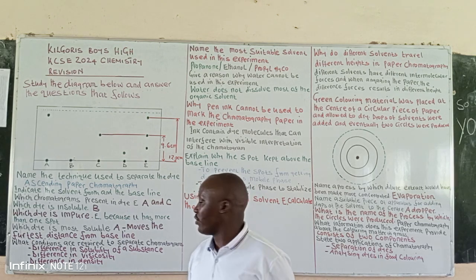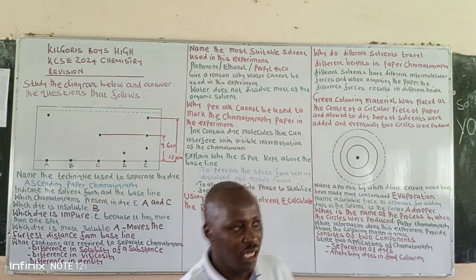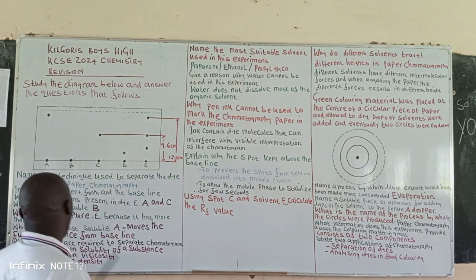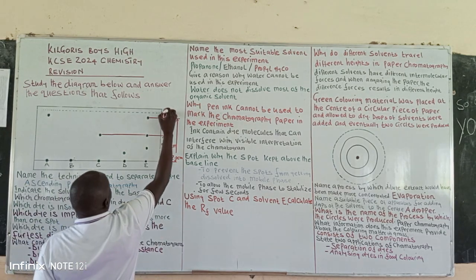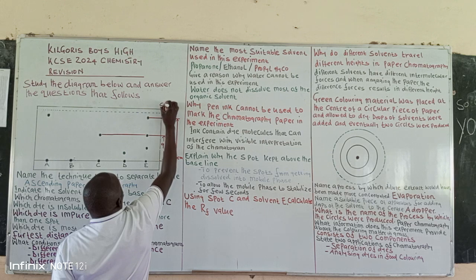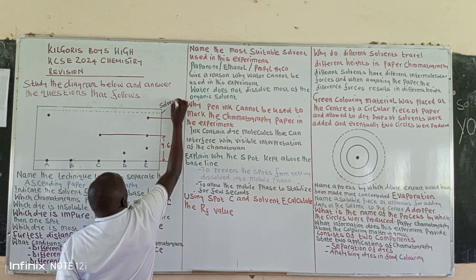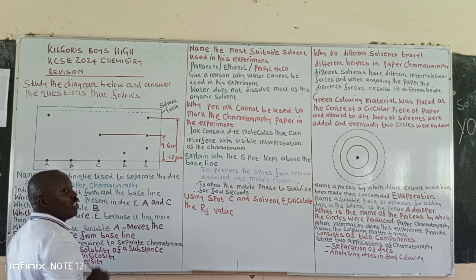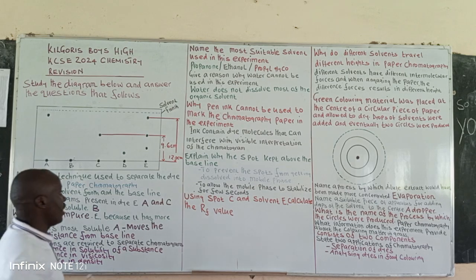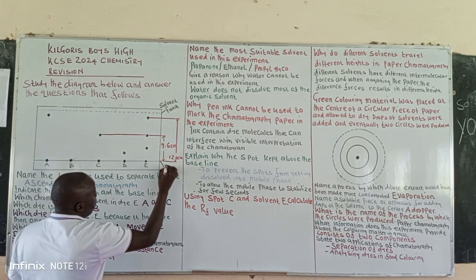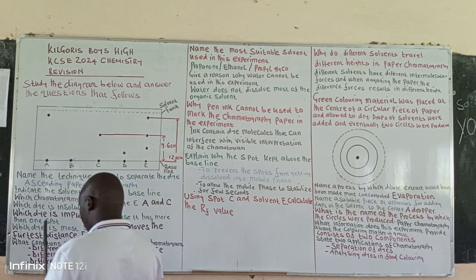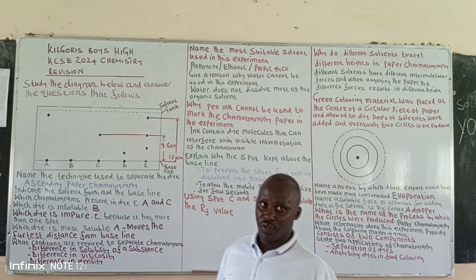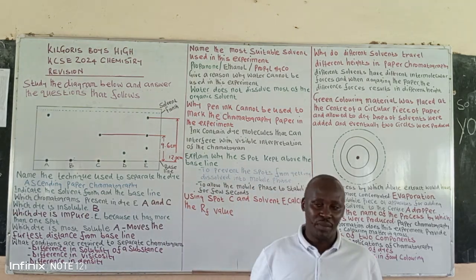Indicate the solvent front and the baseline. The solvent front is the farthest point where a solvent reaches. So this is where we have our solvent front. And then the origin where the solvent starts is called the baseline. So this one here is the baseline. That symbol, you can name that. So we have the solvent front up there, and then we have the baseline.